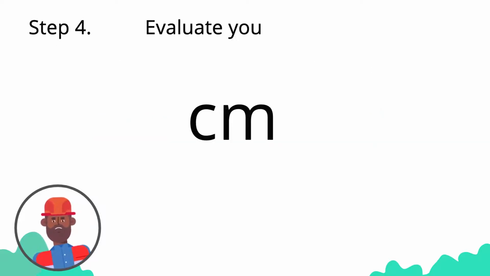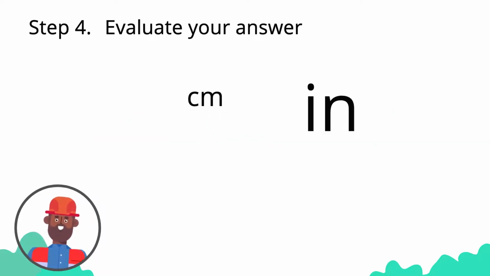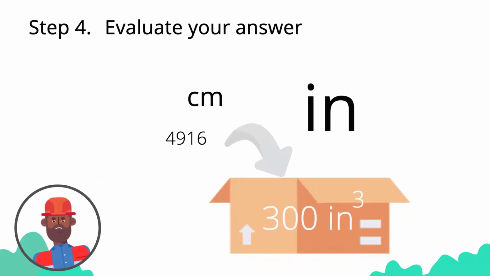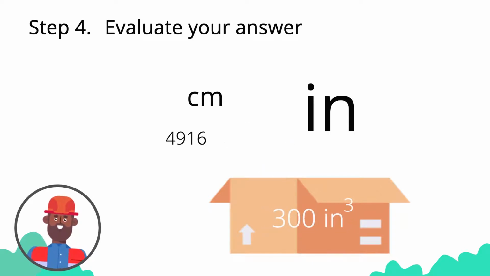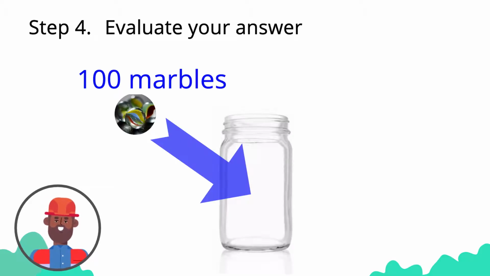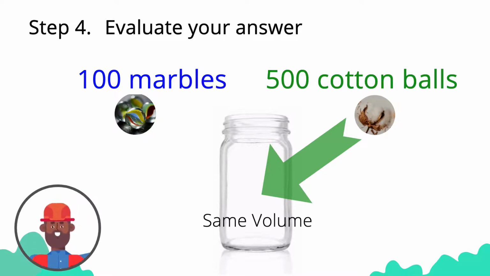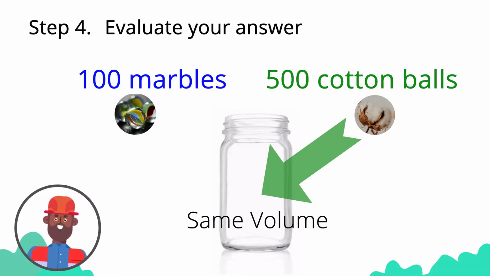Since centimeter is a smaller scale to inch, you will need 4,916 cubes of centimeter scale to fill up a 300 cubic inch volume. But, the volume capacity is still the same. For example, if I place 100 marbles in a bottle, remove the marbles, and place 500 cotton balls in the same bottle, I must obtain the same volume of that bottle.